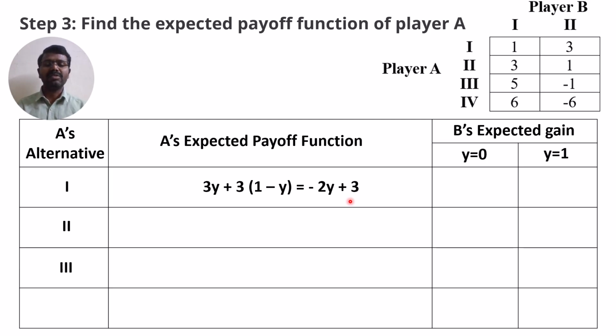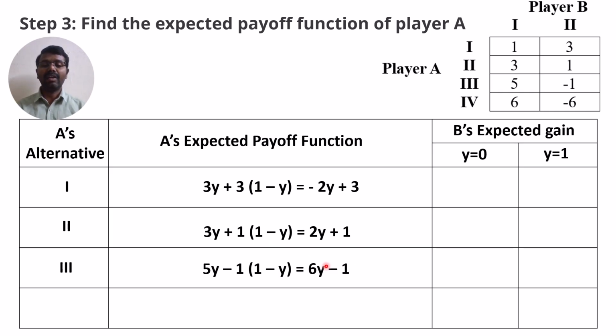Sorry, there is a mistake here. For the first alternative it is 1 into y plus 3 into 1 minus y, which gives minus 2y plus 3. For the second alternative, 3 into y plus 1 into 1 minus y is equal to 2y plus 1. For the third alternative, 5 into y minus 1 into 1 minus y becomes 6y minus 1. And for the fourth alternative, 6y minus 6 into 1 minus y.